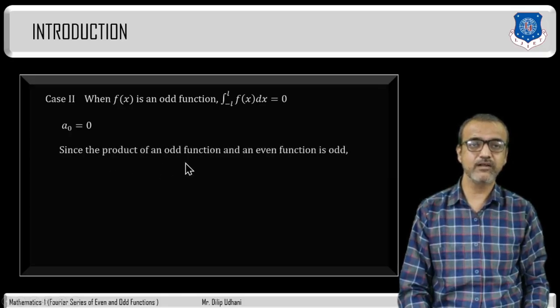Now, since the product of an odd function and an even function is an odd function. Now, you know the formula of An, that is 1 upon L, integration from minus L to L f of x cos n pi x by L dx. Here we are considering f of x is an odd function and cos is an even function. So, odd into even, the result is an odd function. So, definitely we will be having An equals to 0.